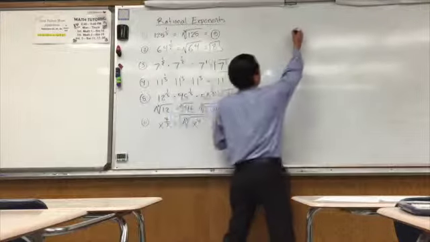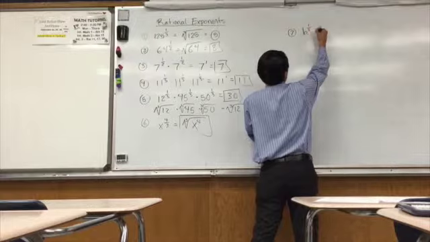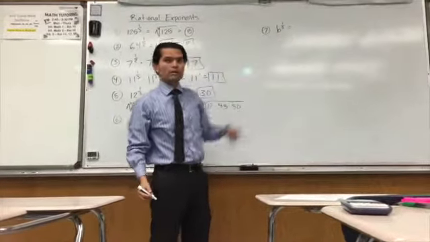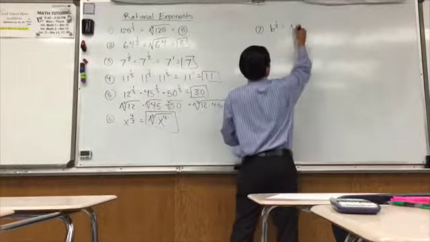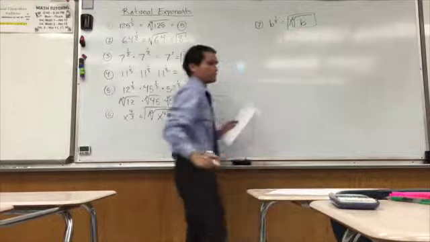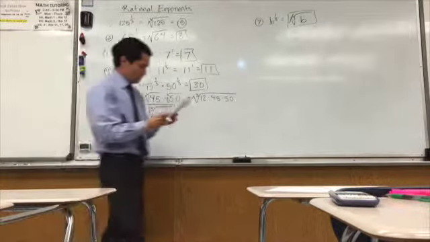Number 7. Let's continue up here. B to the 1/5. Again, put it in radical form. The numerator is the power. The denominator is the index. So this is the 5th root of b. Number 8.